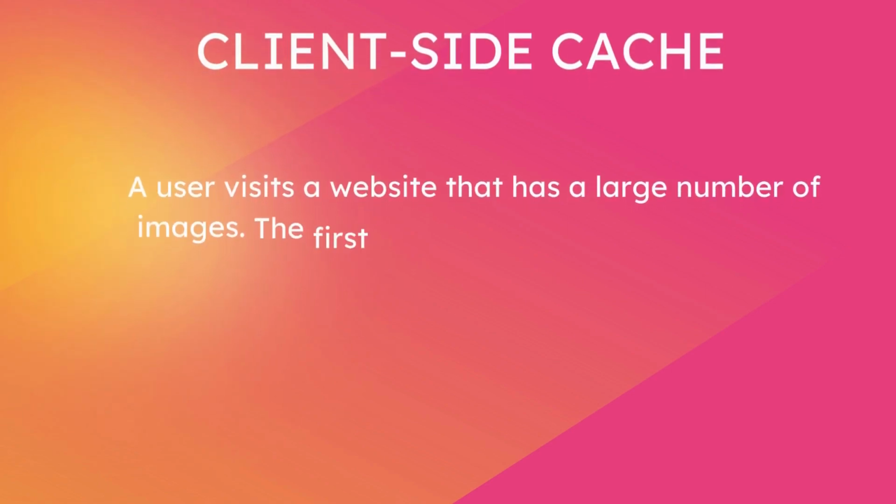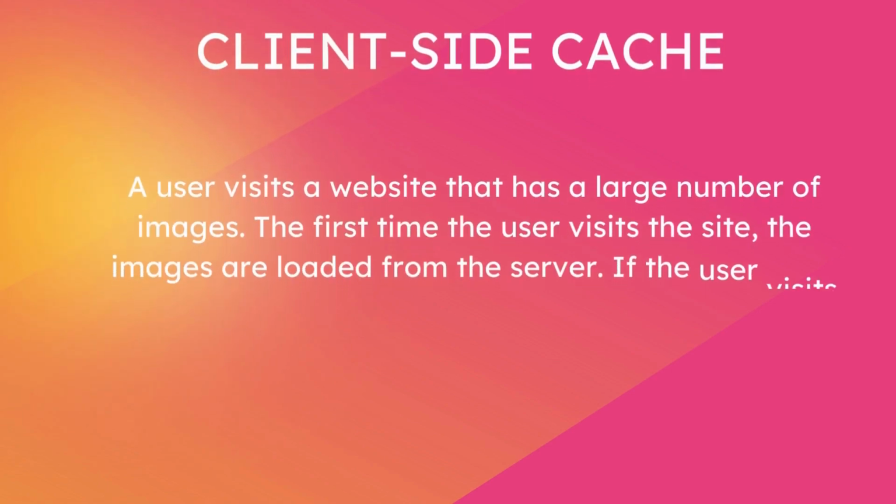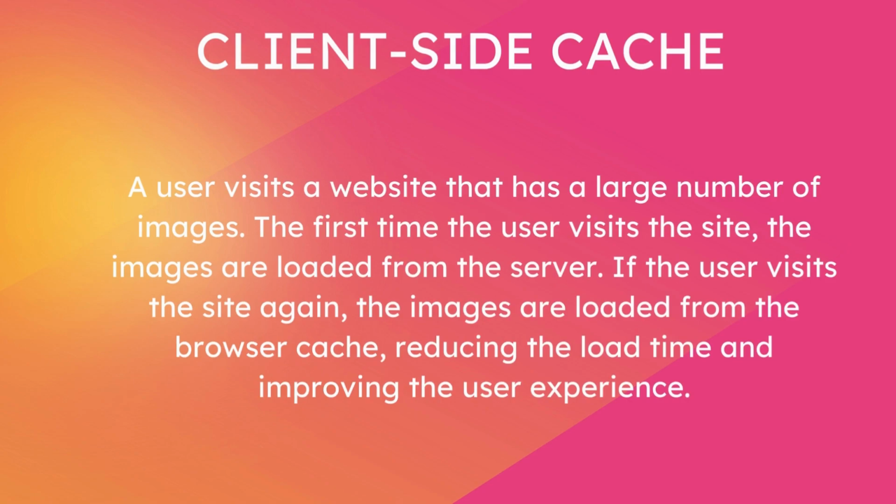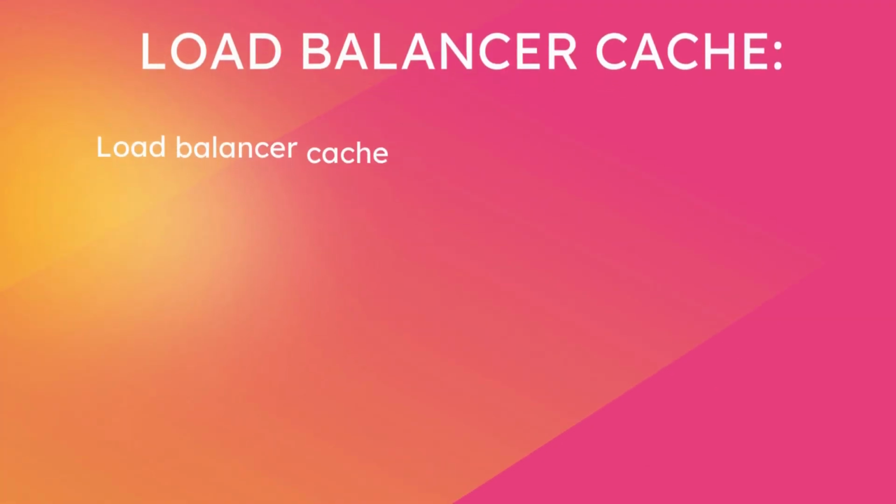Adding to that, say a user visits a website that has a large number of images. The first time the user visits the website, the images are loaded from the server. If the user visits the site again and again, the images are loaded from the browser cache to reduce the load time and improve the user experience. So this is what happens whenever you open a page on Facebook or Google or whatever it may be. The contents get cached in your browser, so whenever you hit the page multiple times, it will be served from the browser cache.